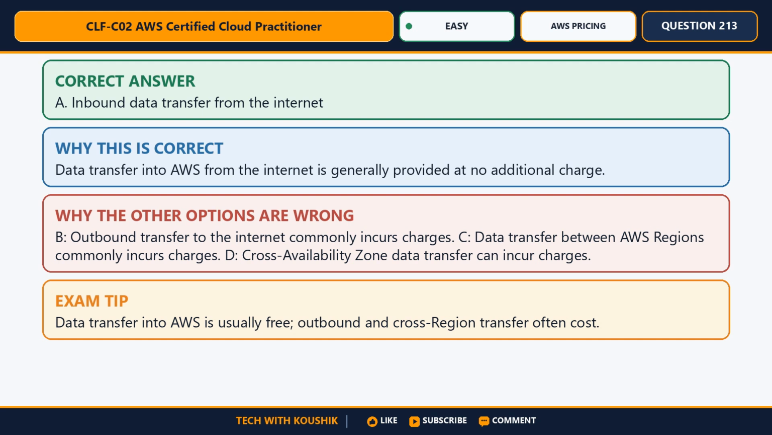B. Outbound transfer to the Internet commonly incurs charges. C. Data transfer between AWS regions commonly incurs charges. D. Cross-availability zone data transfer can incur charges. Exam tip. Data transfer into AWS is usually free, outbound and cross-region transfer often cost.